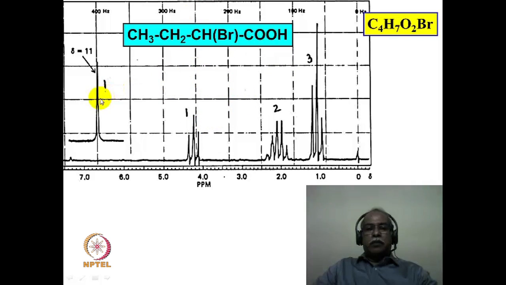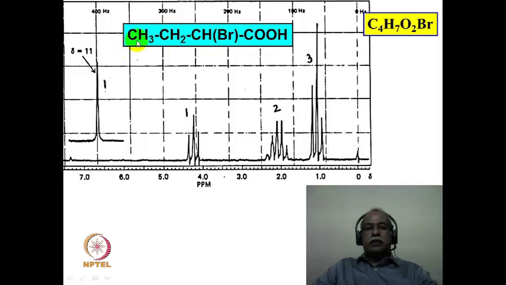The COOH appears as a singlet. The CH, which has 2 adjacent hydrogens, appears as a triplet. Because it is di-substituted, connected to both the electronegative bromine as well as the electron-withdrawing COOH group, it comes around 4.3 ppm or so.